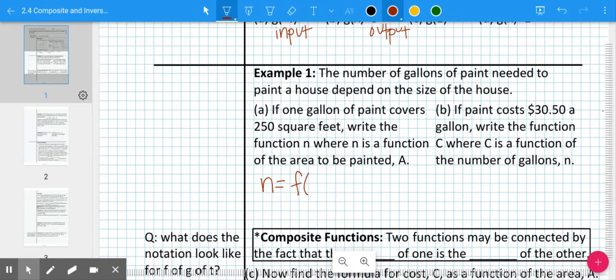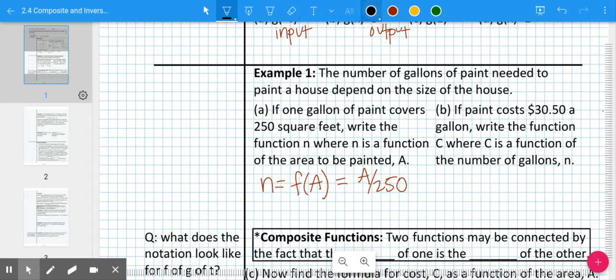We said N is a function of A. We find N by taking A and dividing by 250. Pay attention to your input output. N is the output, A is the input. In part B, they now tell us that paint costs $30.50 per gallon.